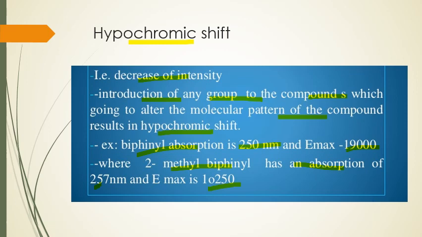So we can have introduction of any kind of group which alters the pattern. It is also responsible for the hypochromic shift, and generally it is due to the removal of the conjugation or the removal of the oxochrome. So this is all about the UV visible spectroscopy. We have seen the principle, how the transition occurs, what the main types are, and the various terms involved in the UV visible spectroscopy.